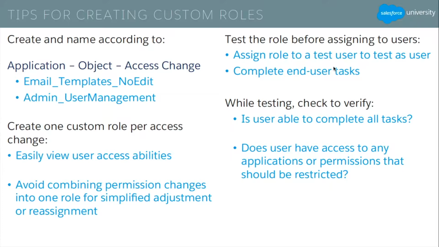So, tips for creating custom roles. I mentioned before identifying those steps. Then we want to name our roles in alignment with that, so that we have a clear understanding of what that role does. When we see it in the list of the standard roles, we know exactly what it's giving access to or taking access away from. So: application, object being affected, and then the access change. There's no limit to the number of custom roles, but it makes a lot of sense to pile them on so we have quick visibility. It also makes it much easier to test.